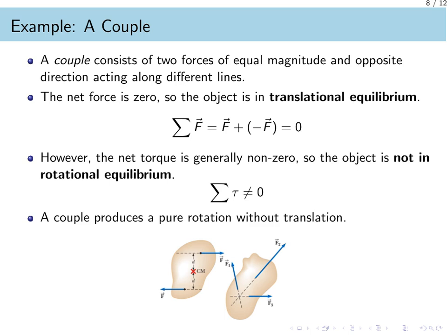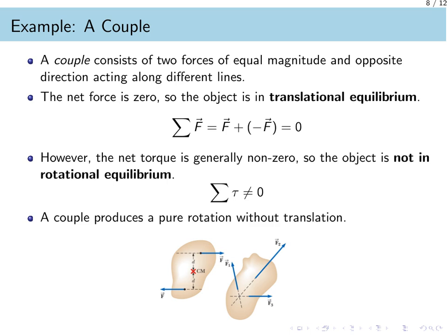Let us examine a special arrangement of forces called a couple, which clearly illustrates why we need two separate conditions for full equilibrium. A couple consists of two forces that have the same magnitude and are pointed in opposite directions, but they act along different, parallel lines. If you add these two force vectors, they cancel out, resulting in a net force of zero.